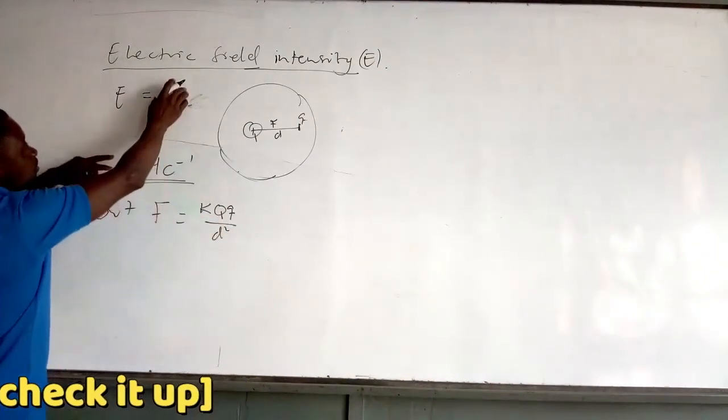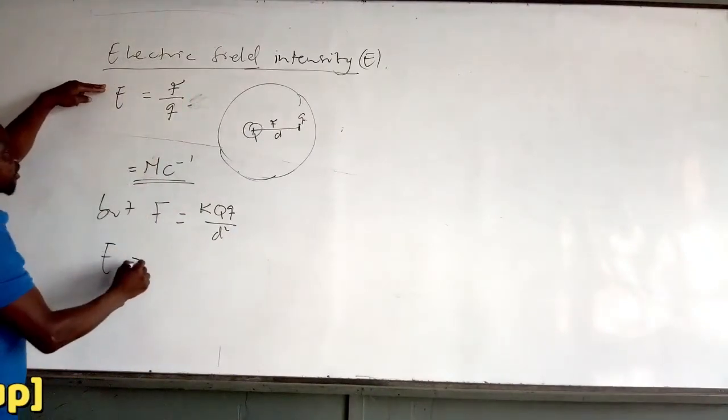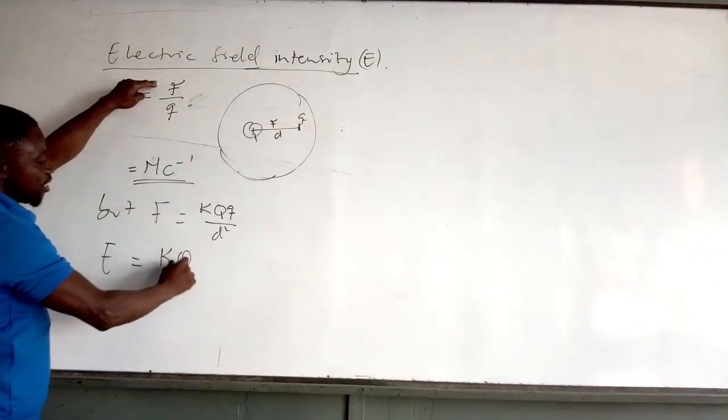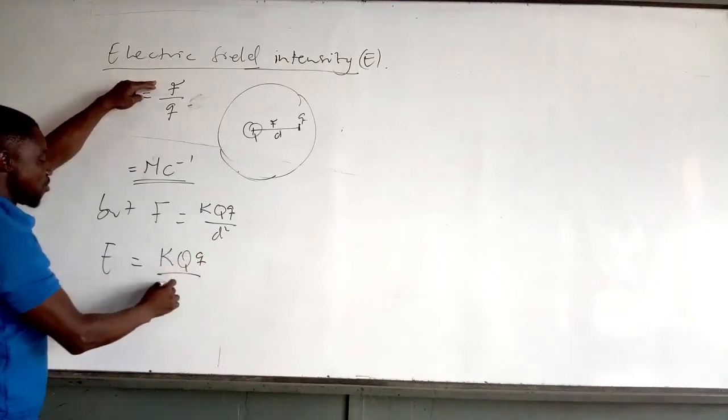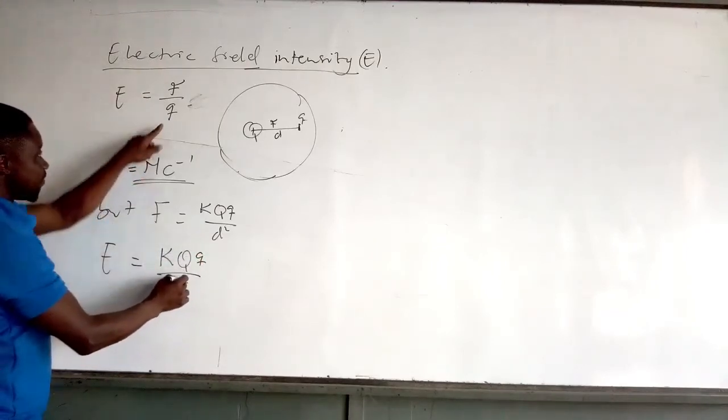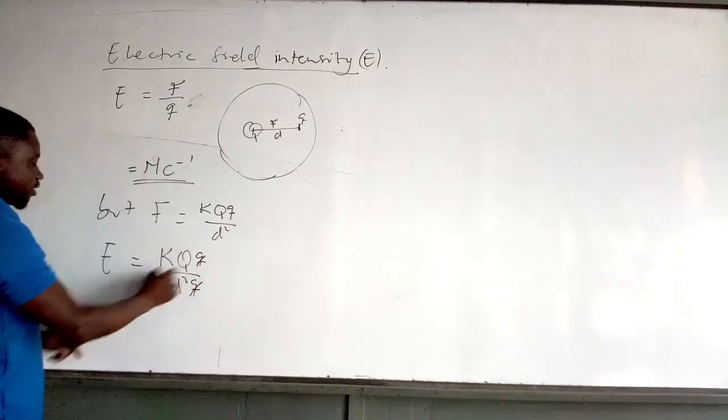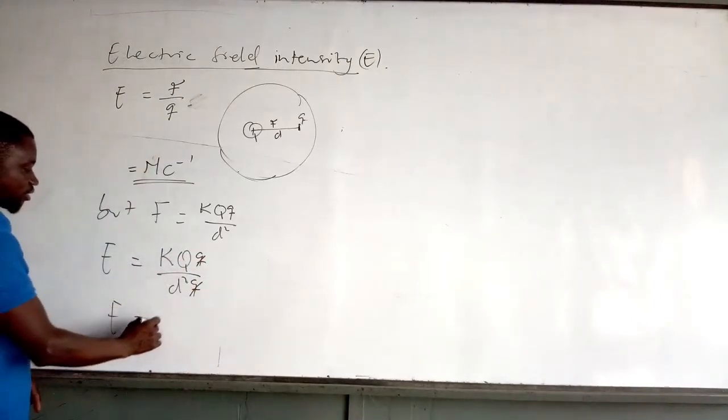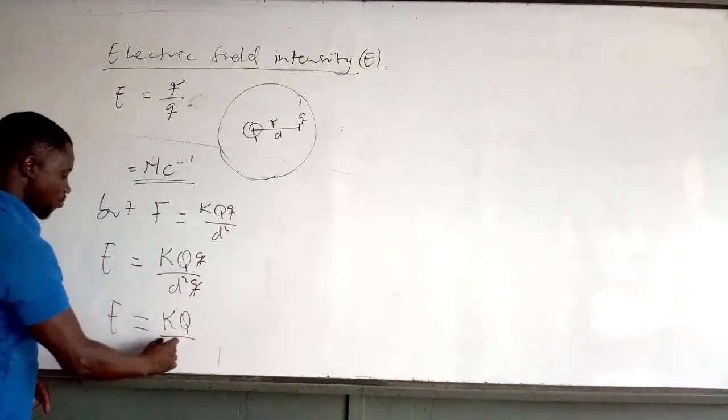So when we put this force here, to give us the field intensity, E is equal to K, capital Q, small q, all over D squared, divided by small q. Then small q will cancel small q. That means the field intensity, E, is equal to K, capital Q, over D squared.